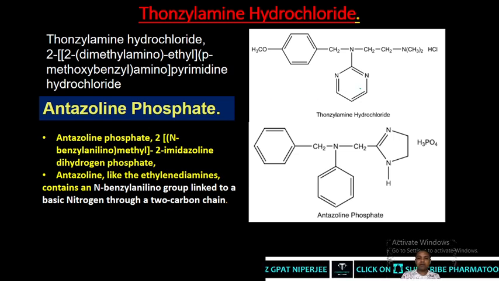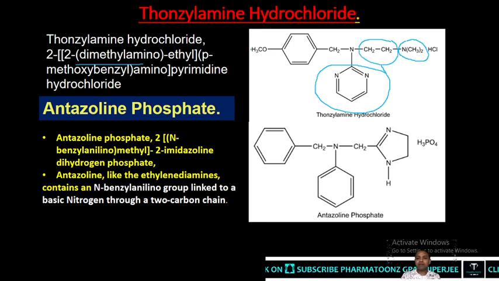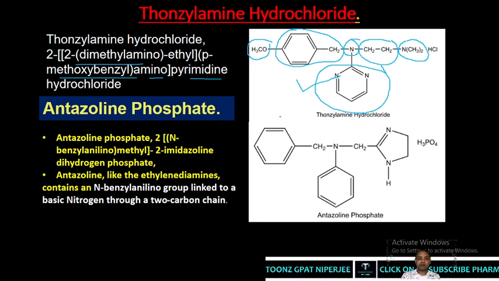Next is thonzylamine. In thonzylamine, there is a pyrimidine ring system. So the IUPAC name is the same as the previous one, 2-dimethylamino ethyl. At the para position there is a methoxy group, so para methoxy, and this whole is a benzyl group. So para methoxy benzyl. This nitrogen is an amino group. So amino pyrimidine, that means this is a pyrimidine.